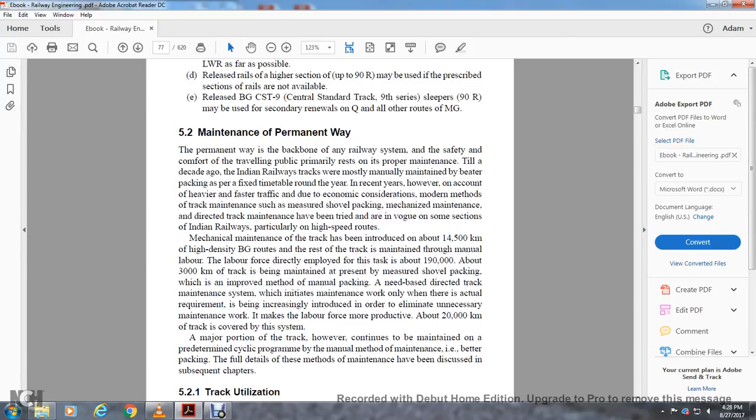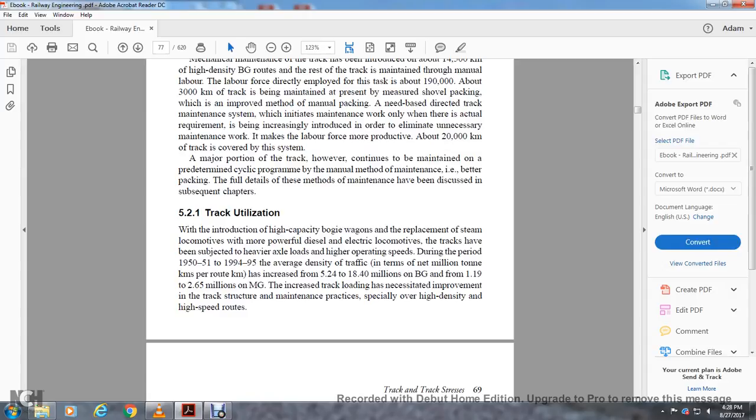The need-based directed track maintenance, which initiates maintenance work according to actual requirement, is being increasingly introduced in order to eliminate unnecessary maintenance work, which makes the labor force more productive. About 20,000 kilometers of the track is covered by the system. A major portion of the track, however, continues to be maintained on a predetermined cyclical program, with manual methods of maintenance better than packing. Full detailed methods of maintenance are discussed in subsequent chapters.